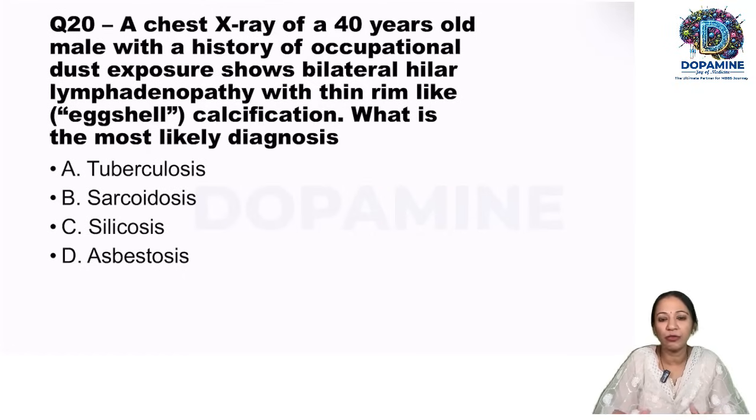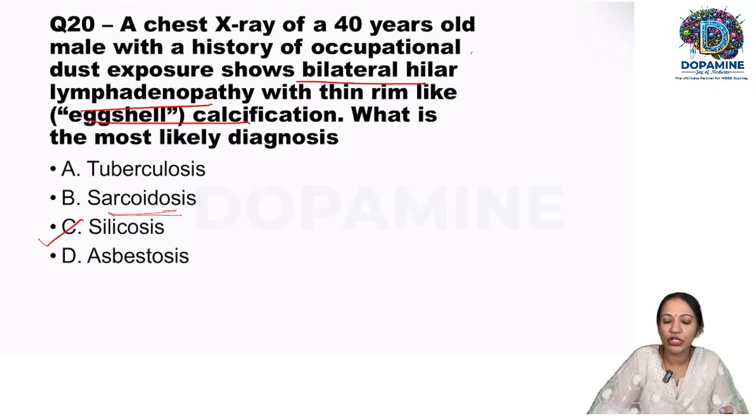Another question in pneumoconiosis itself. Chest X-ray of a 40-year-old male with a history of occupational dust exposure showing bilateral hilar lymphadenopathy with a thin rim. So the keyword here is eggshell calcification. Very simple. Whenever there is eggshell calcification, there is only one diagnosis. What is it? It is silica dust, silicosis. See again, patients with sarcoidosis will also have bilateral hilar lymphadenopathy, but occupational exposure is one clue. Eggshell calcification is another clue, which points to the diagnosis of silicosis.